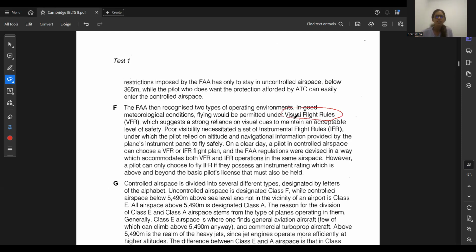So there were visual flight rules, right? And with poor visibility, instrument flight rules are necessary. So it's talking about all sorts of rules, especially the visibility rules. On one clear day, a pilot in controlled airspace can choose a VFR or IFR flight plan. So it's talking about the plans. A pilot can only choose to fly IFR if they possess an instrument rating, which is above and beyond the basic pilot's license that must also be held. So IFR requires extra credentials.